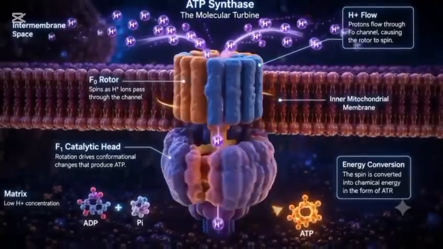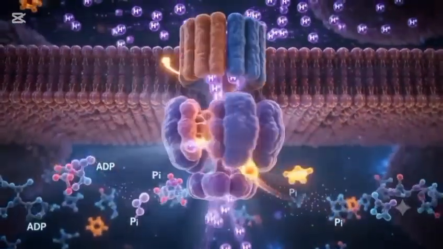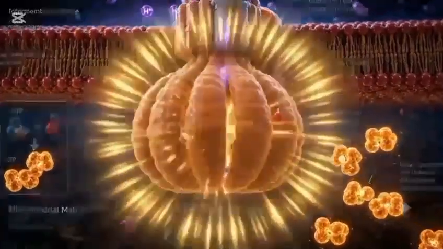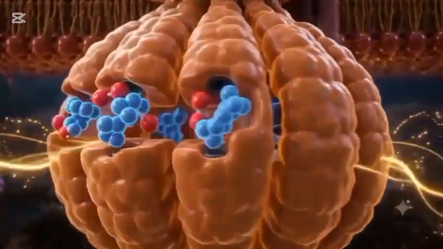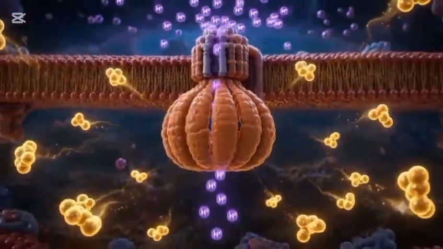Hydrogen ions now flow back into the mitochondrial matrix through ATP synthase. The movement of these protons powers the enzyme like a microscopic turbine. ATP synthase converts ADP and an inorganic phosphate into ATP.